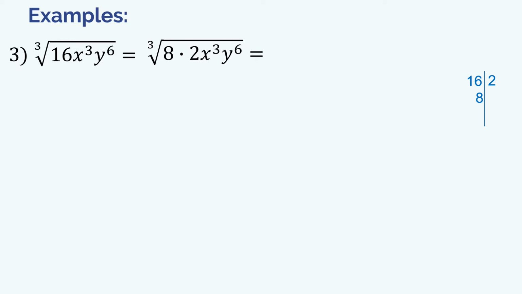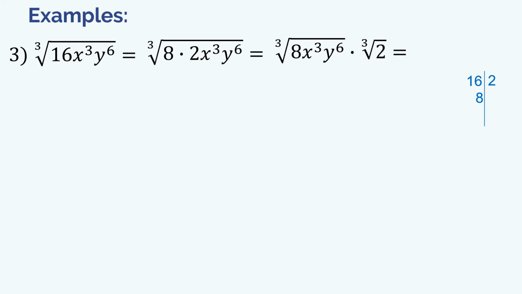Then I notice that I have some factors inside of the radical symbol that are perfect cubes. 8, x cubed, and y to the 6 are perfect cubes, so I put them together as a cubic root of that, times the cubic root of 2, which I know is not a perfect cube. And then I take the cubic root of 8, that is 2, the cubic root of x to the 3rd power, that is x to the 1.